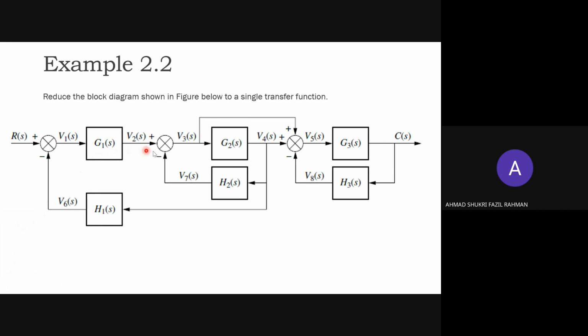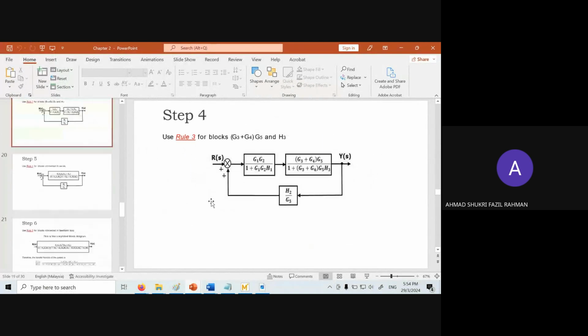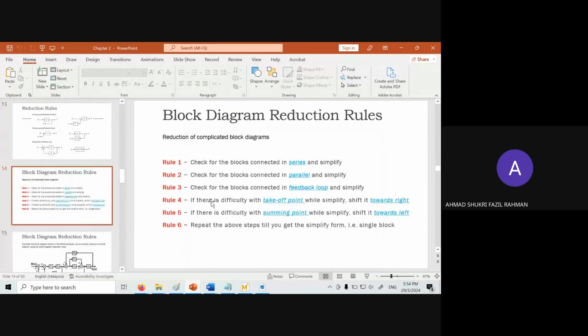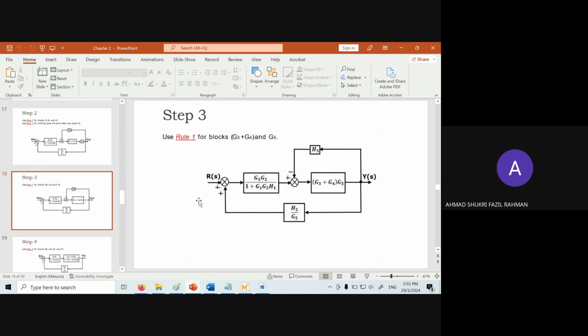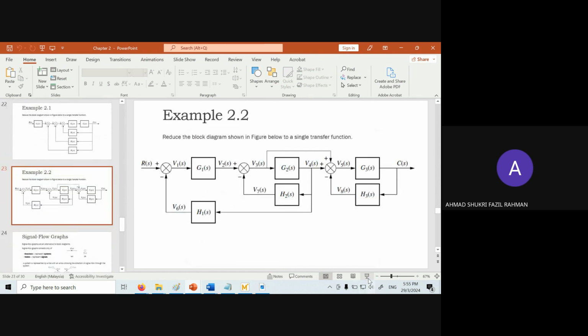The method here: first we need to identify the cascade and also parallel connection, and then after that we check for feedback. If we have a problem with respect to the takeoff or summing point, we either shift it to the right or shift it to the left, provided that we have difficulty solving from rule 1 to rule 3. So we go back to this example. Okay, this example.